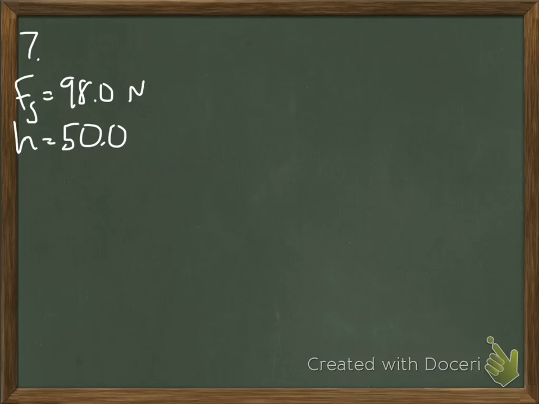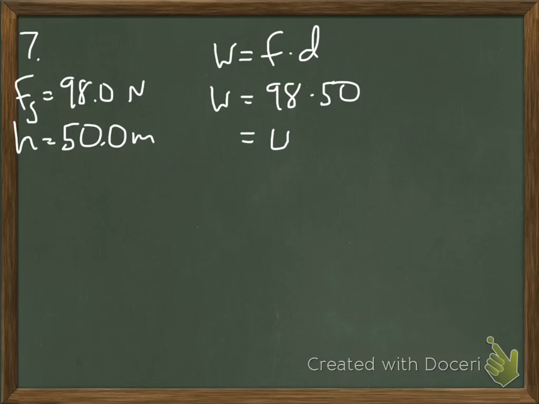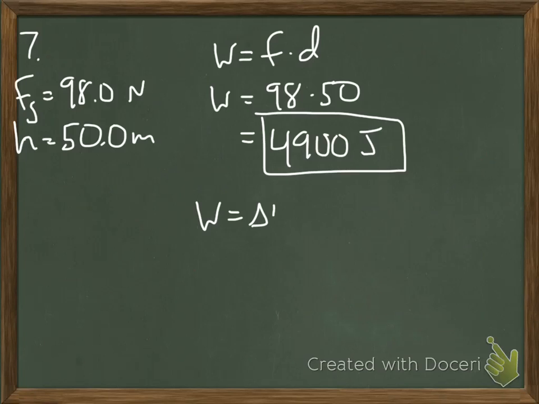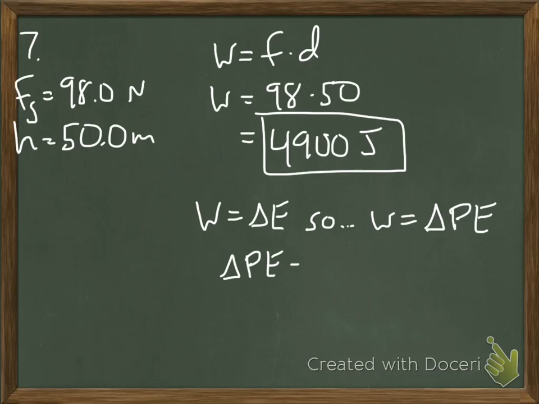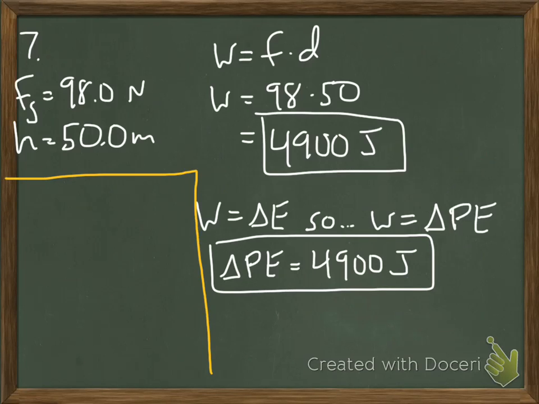We're given the force of gravity of the sack of grain. We're given the height. We've got to find the work. We can just plug in our force and distance here. Remember, work is equal to change in energy. I don't care what kind of energy it is. It doesn't matter if it's PE, KE, whatever. In this case, it happens to be PE. So work is equal to change in potential energy. So it's going to be the same thing.